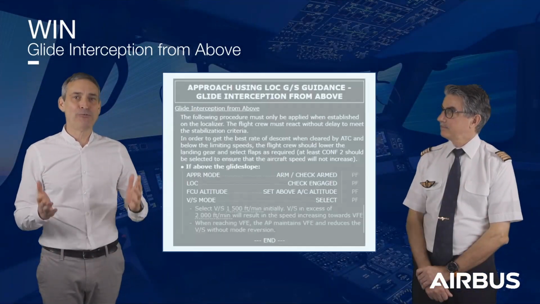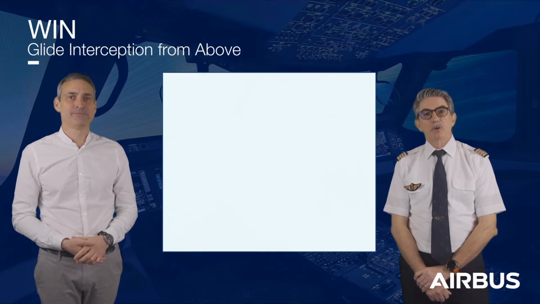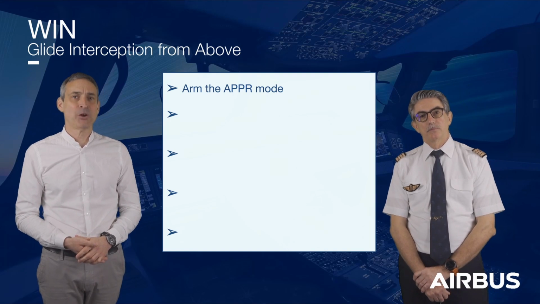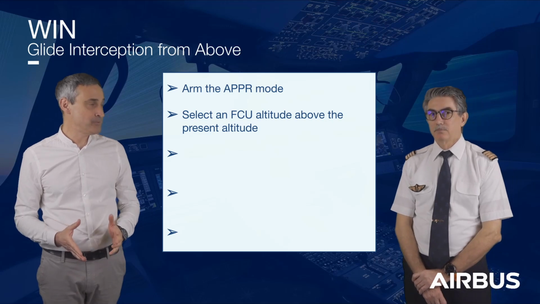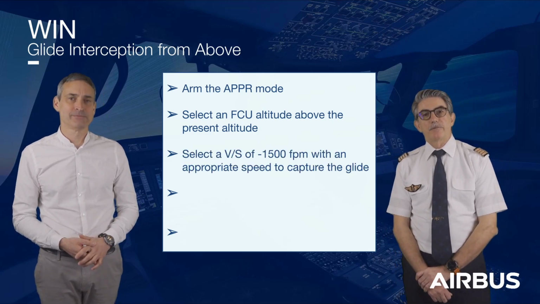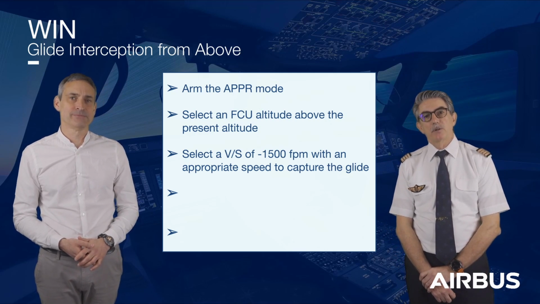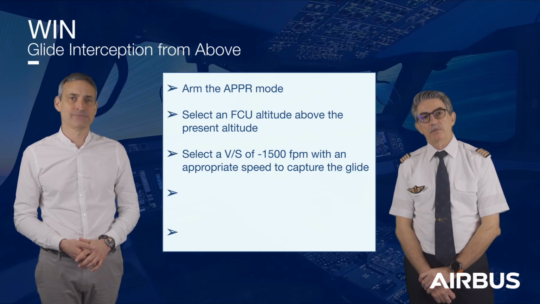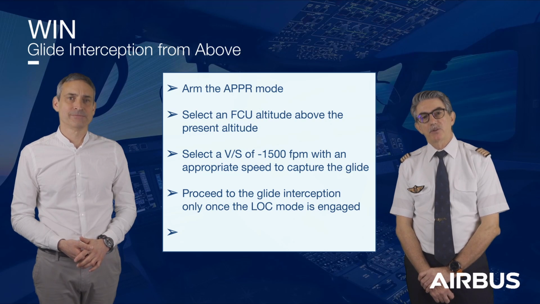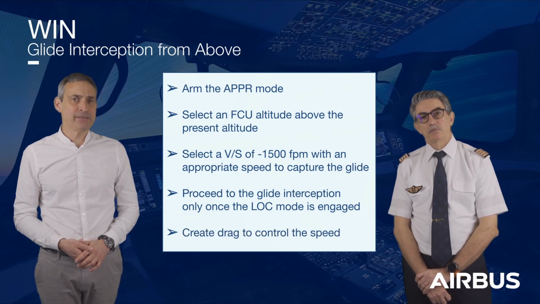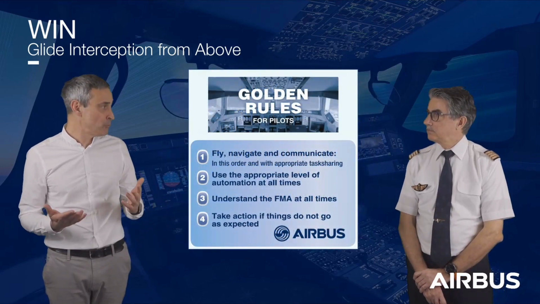To sum up, follow the logical steps of the procedure. Remember to arm the approach mode. Remember to select an FCU altitude above the current altitude. Initially, select a vertical speed of -1500 to -2000 feet per minute with an appropriate speed to capture the glide. And remember, proceed to the glide interception only when the lock mode is engaged. Create sufficient drag to control the speed, and as usual, the golden rules apply.